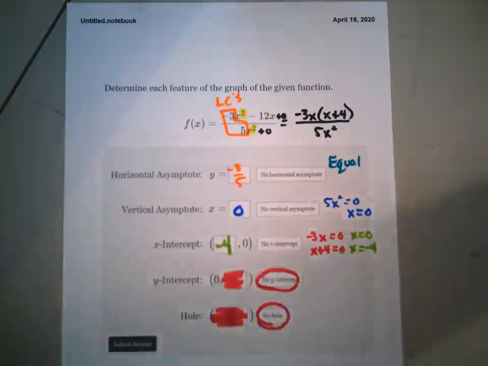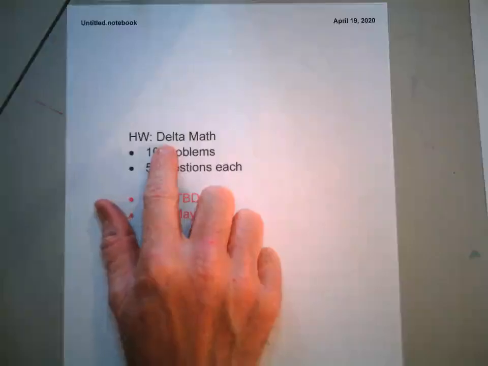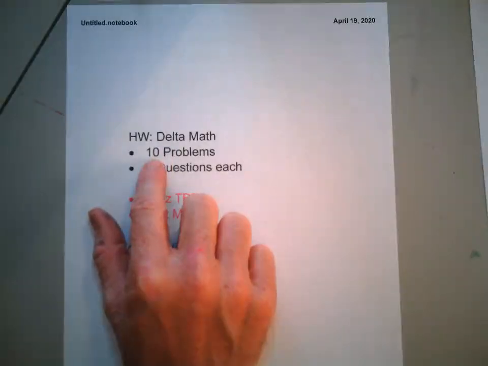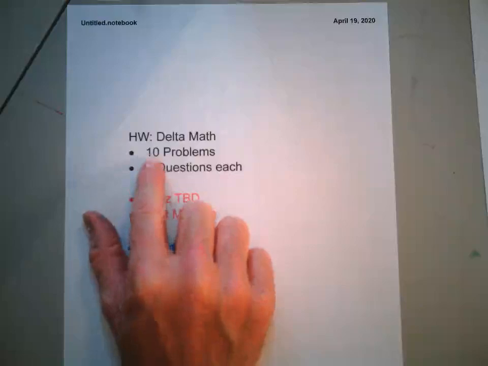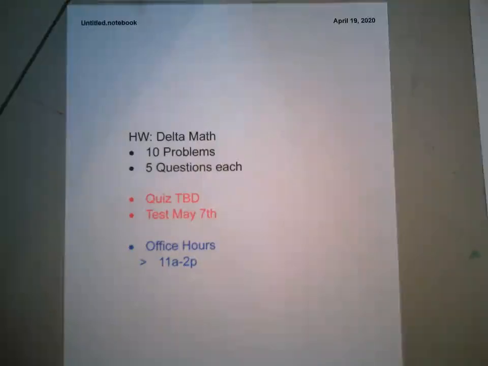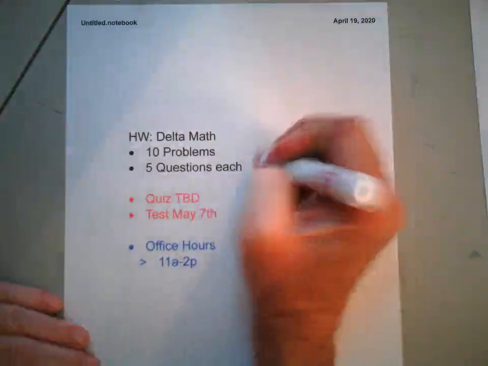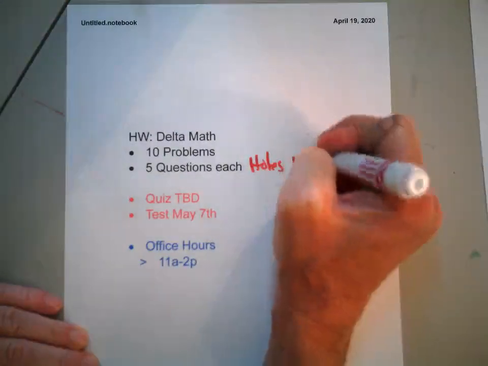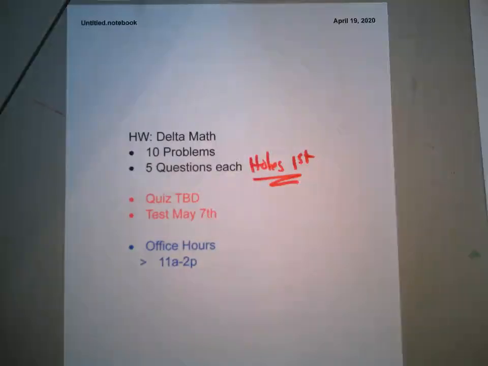So that's 3 different examples of finding the features of rational expressions. I hope that you guys will ask questions. The Delta Math assignment has 10 questions like we just did. Each problem has 5 questions: x-intercept, y-intercept, vertical asymptote, horizontal asymptote, and holes. Find your holes first. Okay? Please find the holes first. That'll set up the rest of the problem.